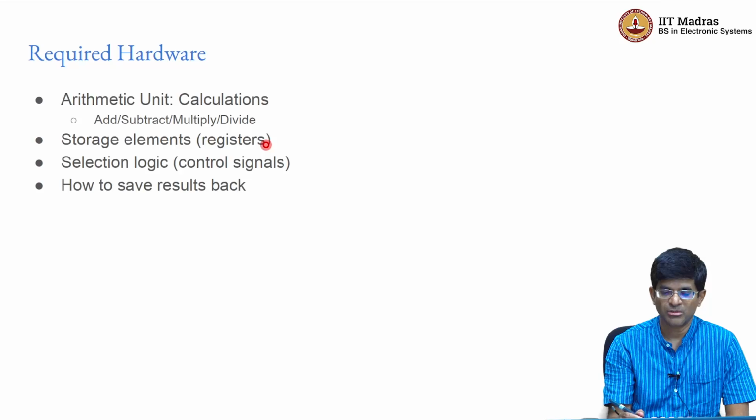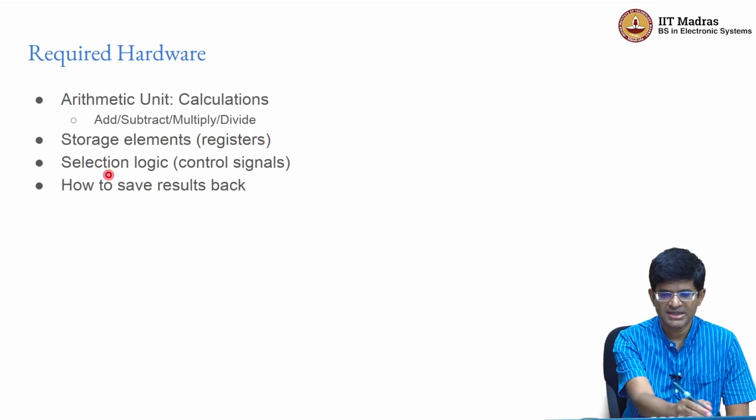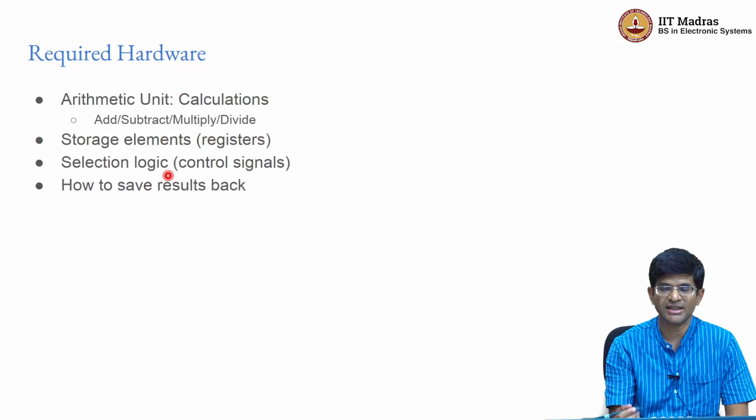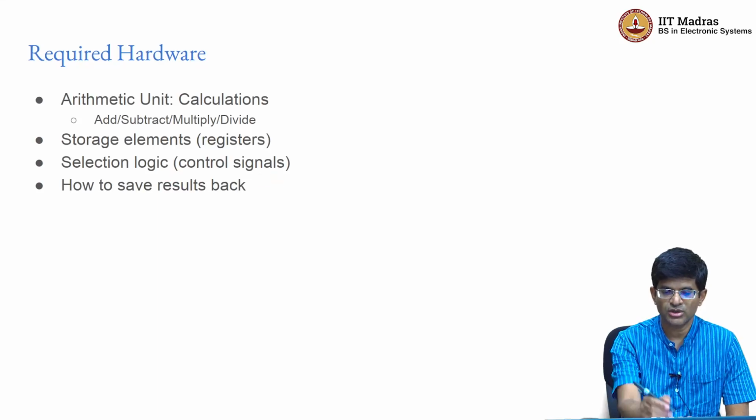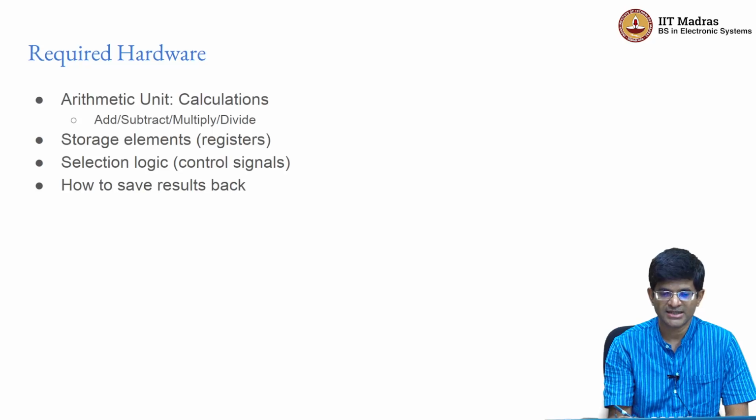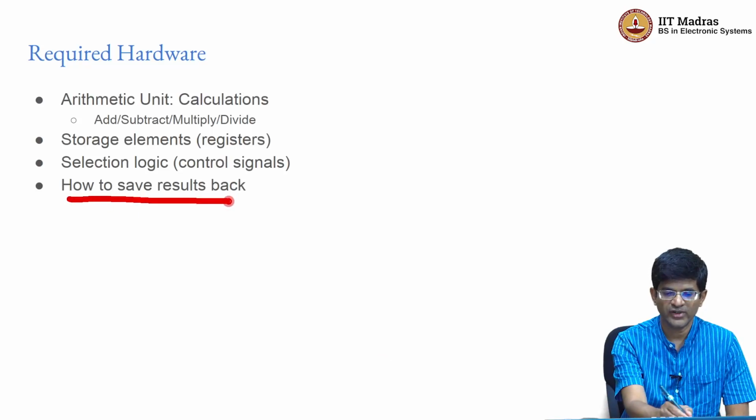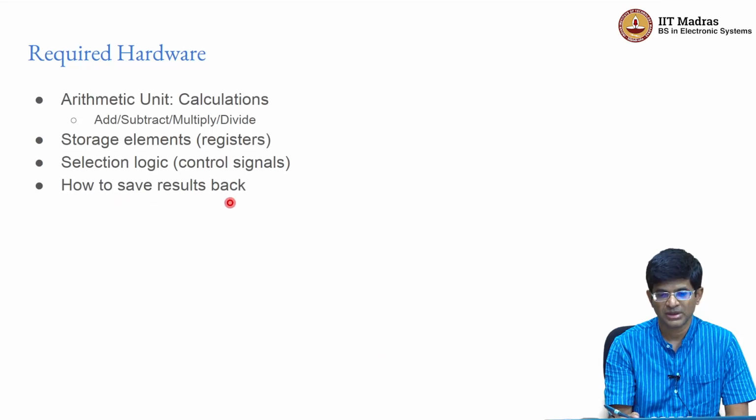Now, apart from all of this, it appears that we will also need some kind of selection logic because I need to decide at any given point in time, am I trying to perform a multiplication or a subtraction, or what else am I trying to do, right? So we need some kind of control signals in order to determine what happens there, and I also need some way to write the results back.